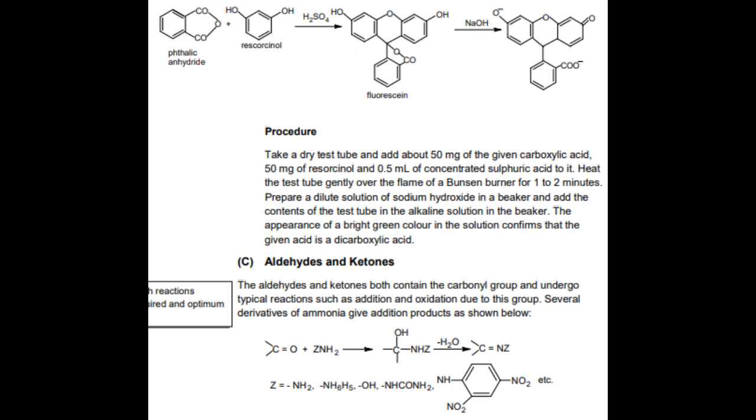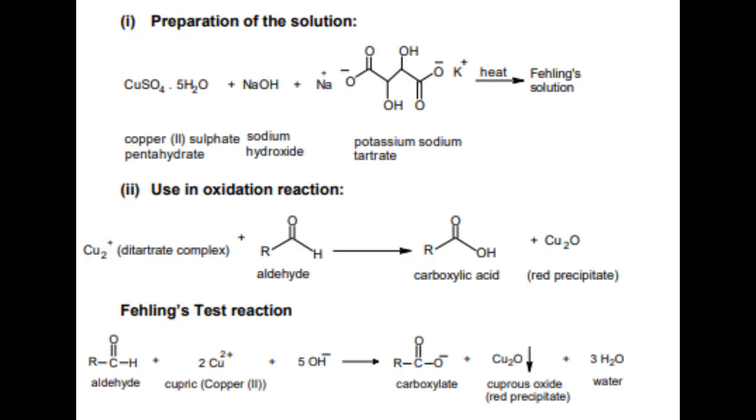Procedure. Take about 50 mg of the compound in a clean test tube and add 2-3 ml of freshly prepared Tollens' reagent. Warm the contents of the test tube on a hot water bath. The appearance of a silver mirror, either immediately or on warming, indicates the presence of the aldehyde.